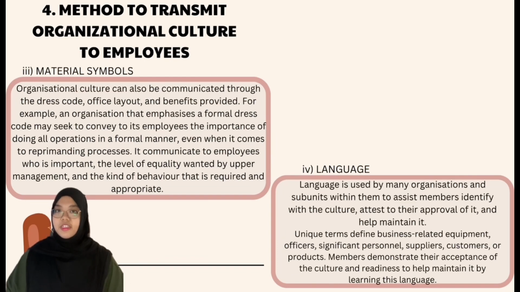Third is material symbols. Organizational culture can also be transmitted through its dress code, the layout of an office and benefits provided. For example, an organization that stresses a formal dress code may want to convey to its employees the need to have all its activities conducted in a formal manner even when it concerns the reprimanding process.